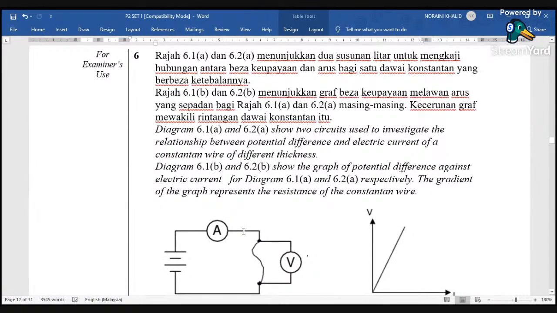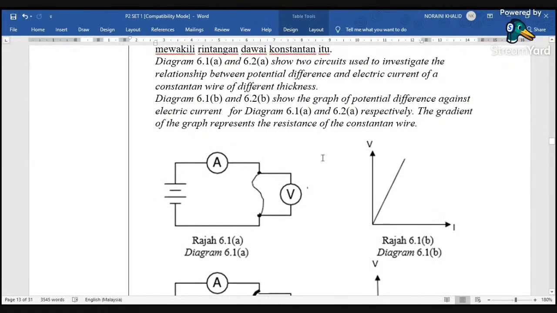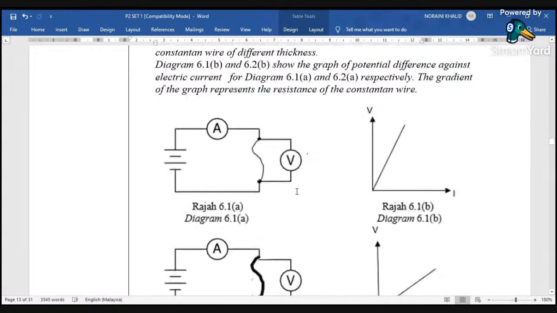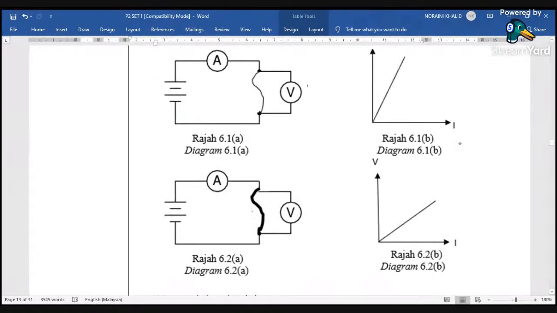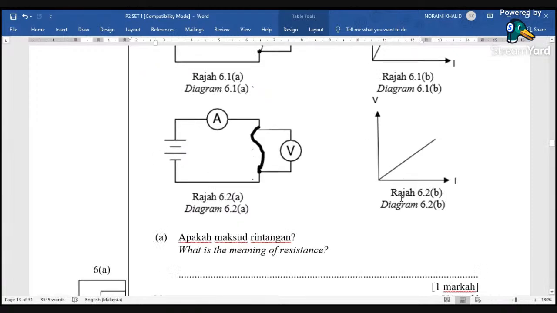Okay, number 6. Diagrams 6.1a and 6.2a show two circuits used to investigate the relationship between potential difference and electric current of a constant wire of different thickness. Diagrams 6.1b and 6.2b show graphs of potential difference against current. The gradient represents the resistance of the constant wire. So you can see from diagrams A and B here, different thickness. This is thinner, this is thicker. Look at the graph.